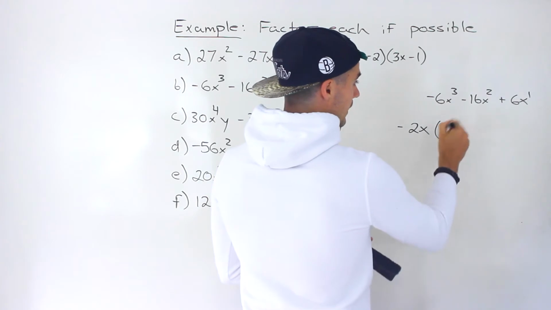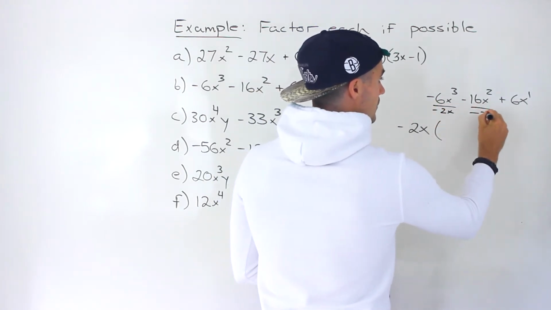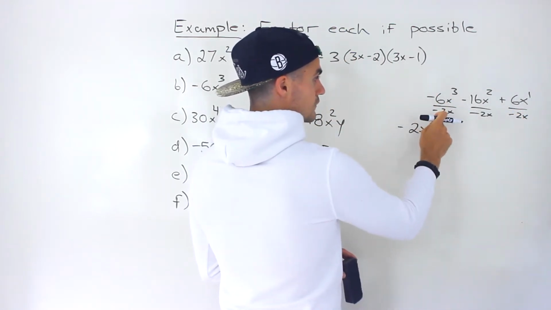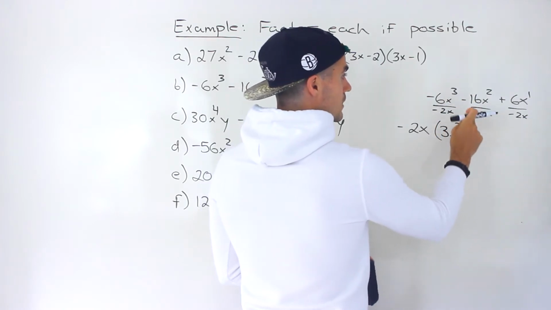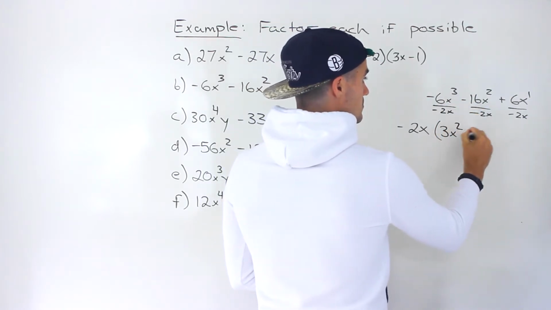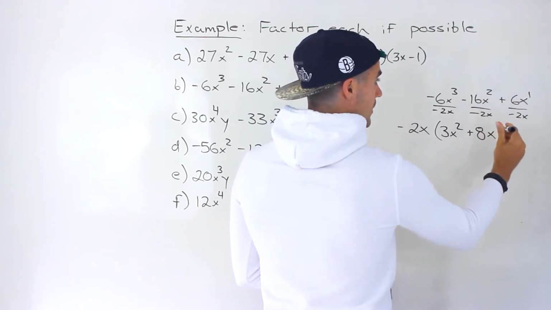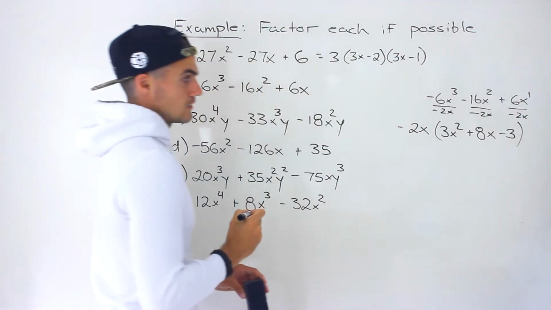And so what would we be left with in the brackets? Well, we could just take all of these and divide them by -2x. So -6 divided by -2 would give us 3. x to the 3 over x to the 1 gives us x squared. -16 divided by -2 gives us positive 8. x to the 2 over x to the 1 gives us x. 6 divided by -2 gives us -3, and then the x's cancel out like that.